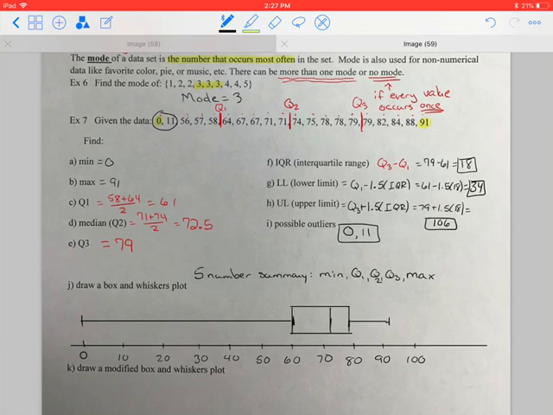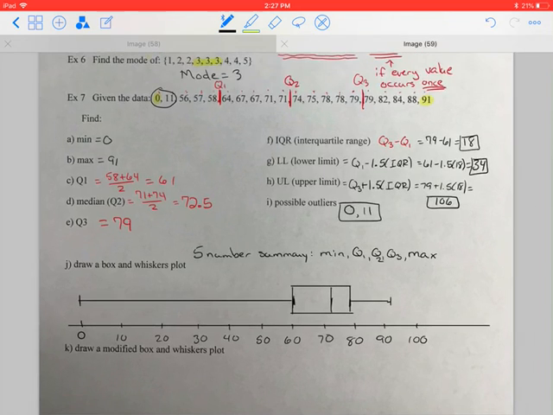So what I might want to do next is do a modified box plot. So I'm going to use the number line that I already drew, but what I do for the modified is I take the outliers out. So remember, my outliers are 0 and 11. I still want to mark them, so I'm going to put a little star at 0 and another star at about 11.